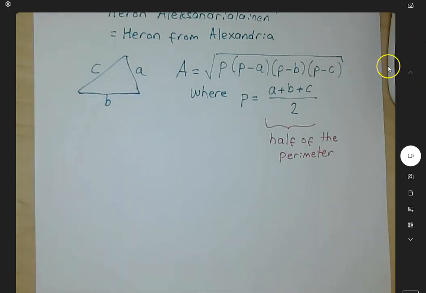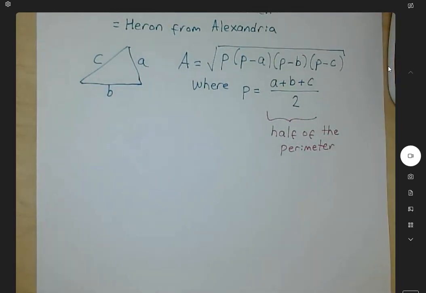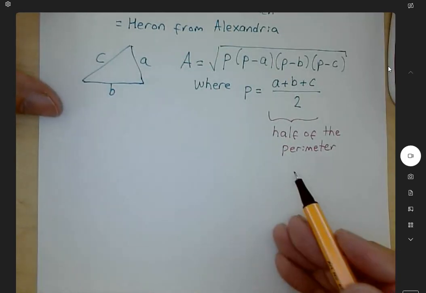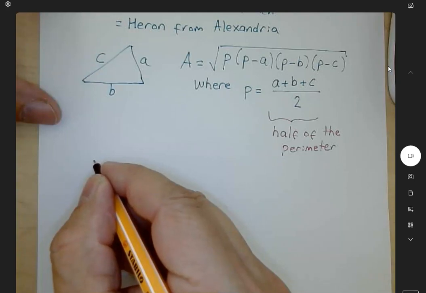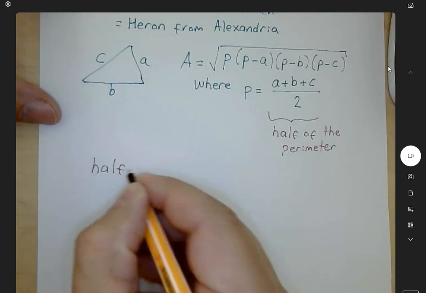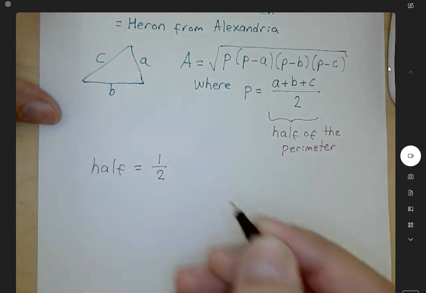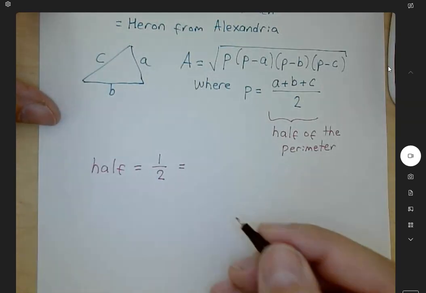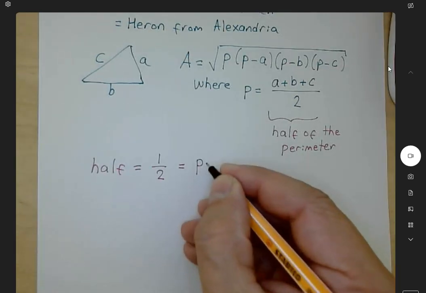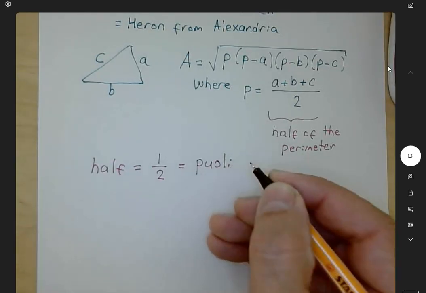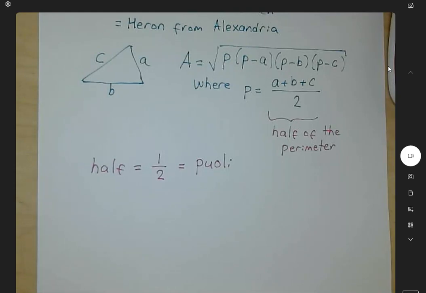Half of the perimeter. These words here, half, so 1 divided by 2. In Finnish, do you know what it is? Puoli. Almost like Poland in Finnish. Puola is Poland in Finnish.